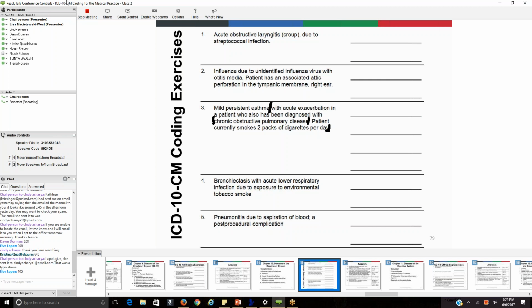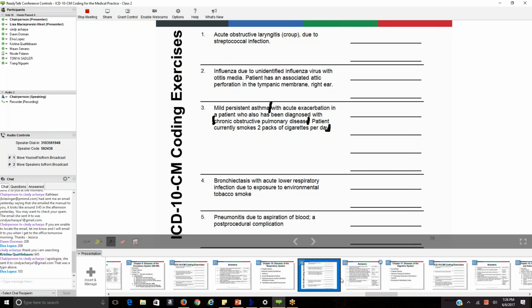So it could be unspecified nicotine dependence, or it could be nicotine-dependent cigarettes uncomplicated. I think either one would work in this case. I'm not sure what the answer is. I'll pull it up here in a second. And then the final code would be the Z code, which would be the history of tobacco use, which is Z72.0. So let me see which code they actually assigned to that.